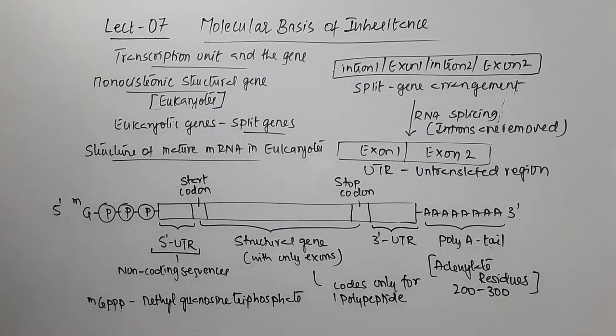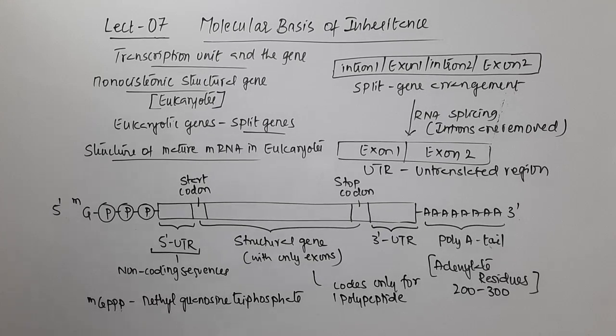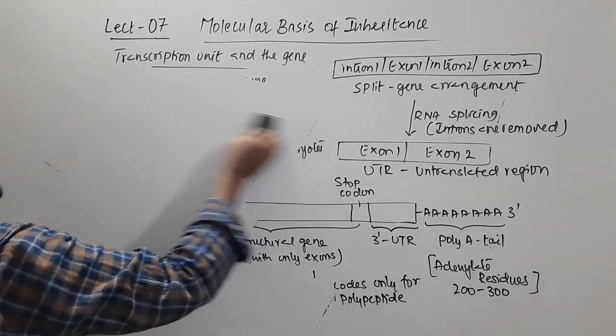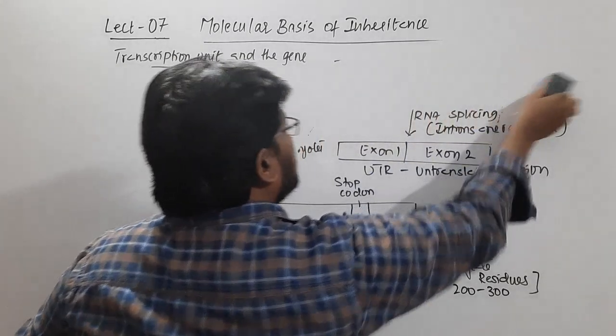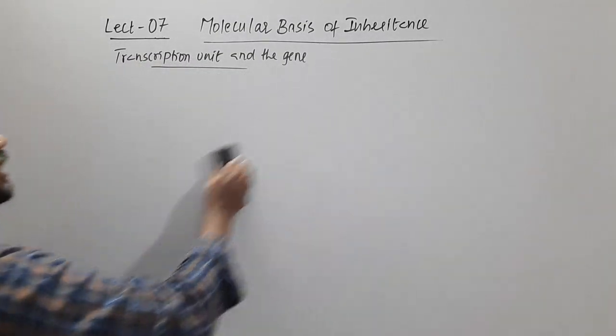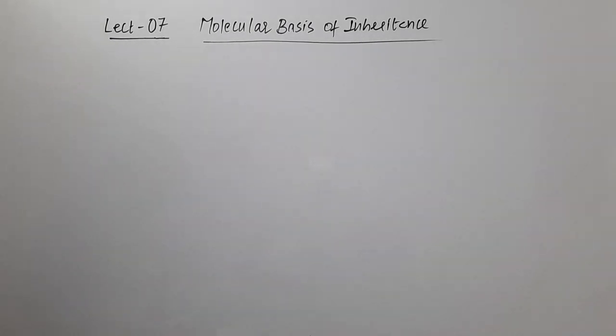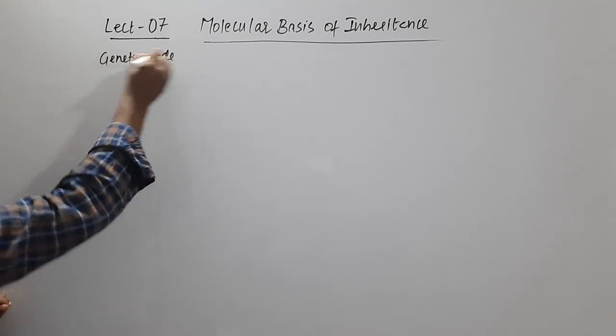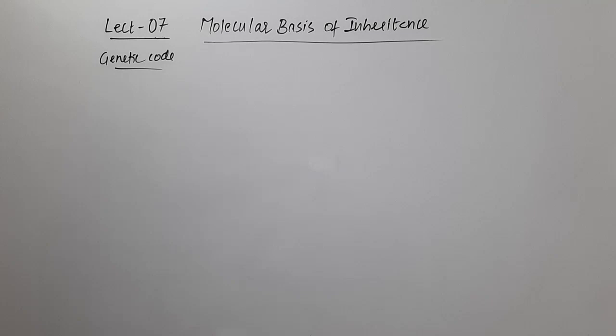So this is about the monocistronic and polycistronic structural genes that we see, monocistronic in eukaryotes and polycistronic in prokaryotes. Now these mRNA molecules will be translated, and before translation we need to see the genetic code. So the next concept is the genetic code.